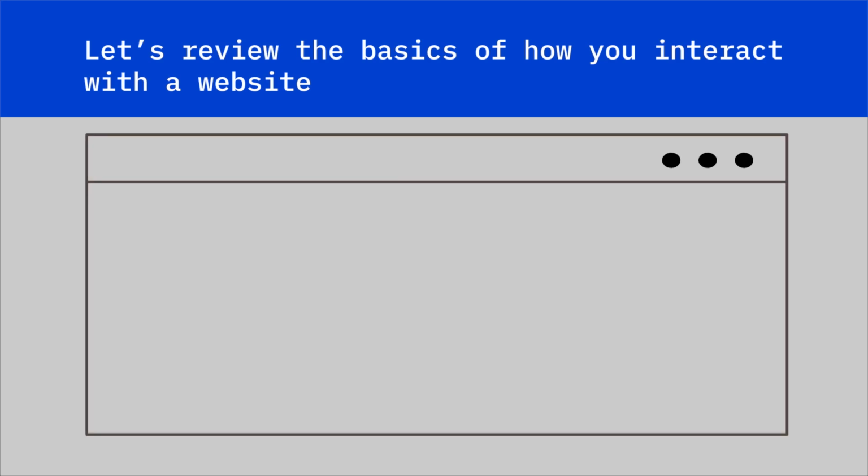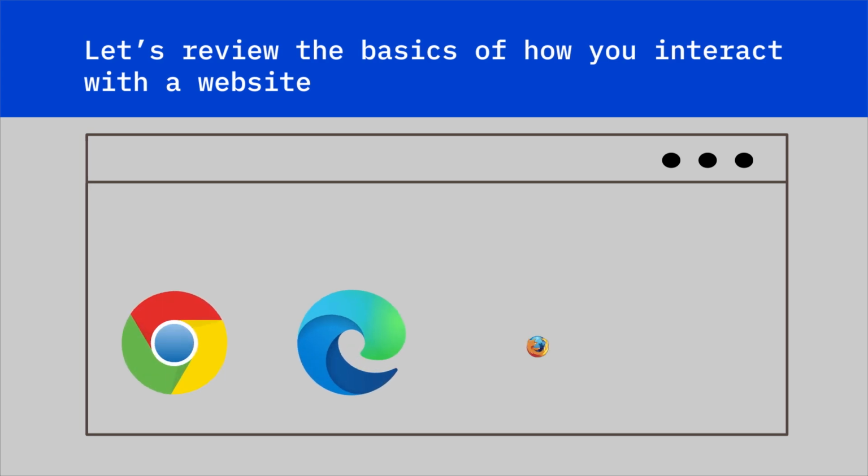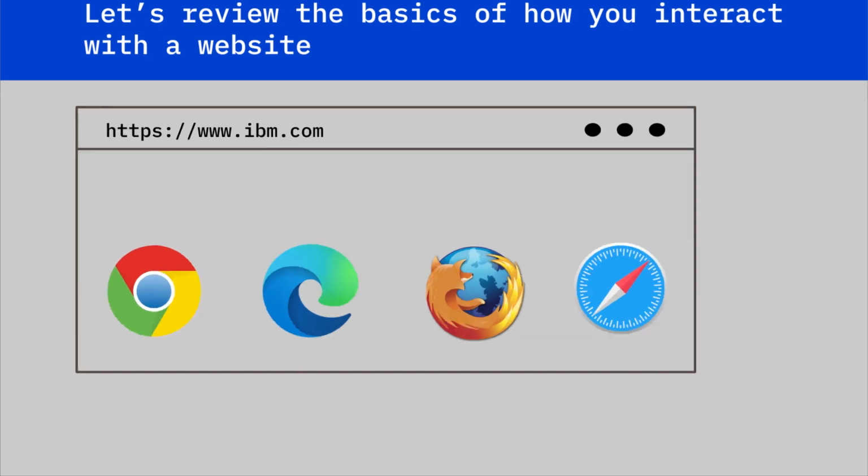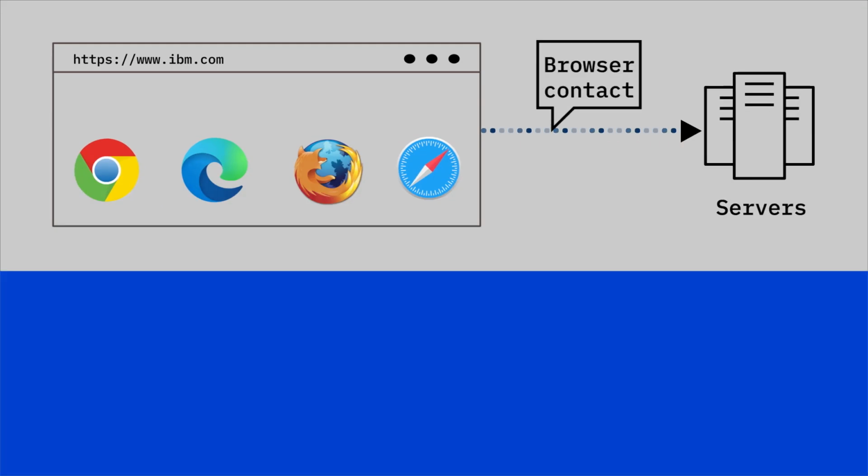You launch an internet browser. There are lots available. Google Chrome, Microsoft Edge, Mozilla Firefox, and Apple Safari are some of the most popular. The browser has an address bar into which you enter a URL, like www.ibm.com. The browser then contacts the server with the name and requests the information that makes up the website.